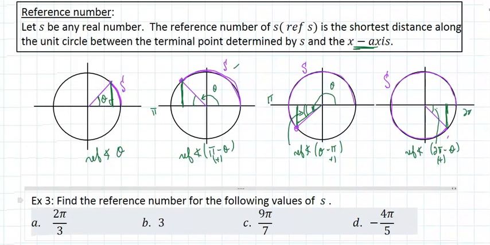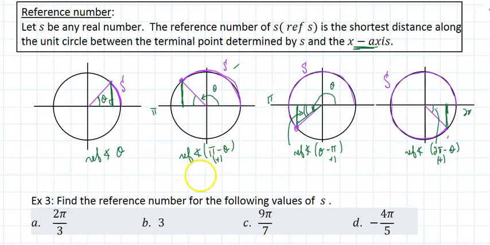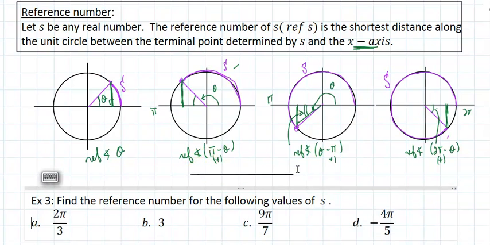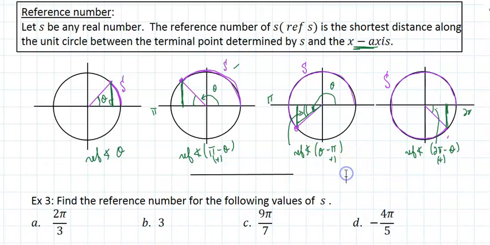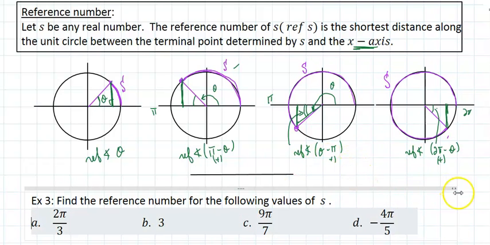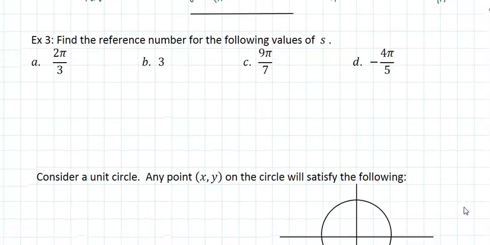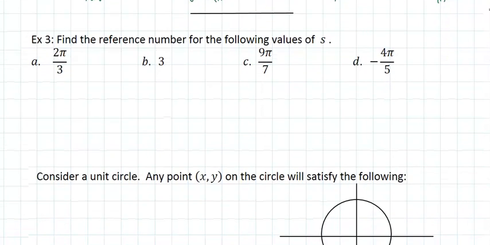So we did that already. We called it a reference angle. Well, now we're calling it reference number. And that's why you're going to notice most of these are in radians. I'm doing half of this section today and the other half next class meeting.